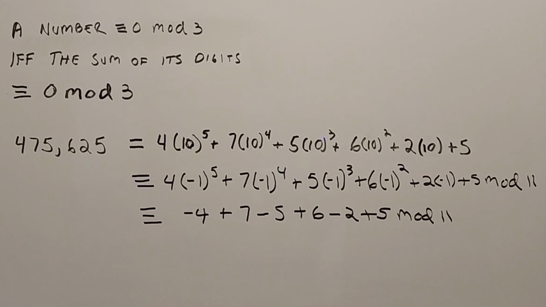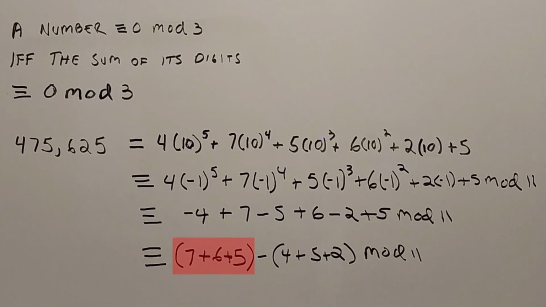And what I like to do is gang the positive terms and the negative terms together, which means that 475,625 is congruent to 18 minus 11, or 7. 475,625 is congruent to 7 mod 11. So 475,625 is not divisible by 11. It's congruent to 7 mod 11.